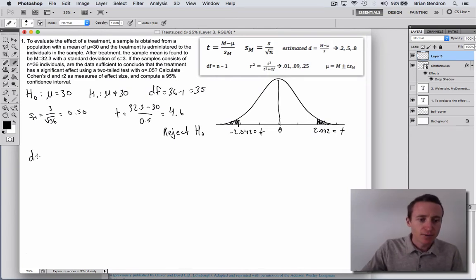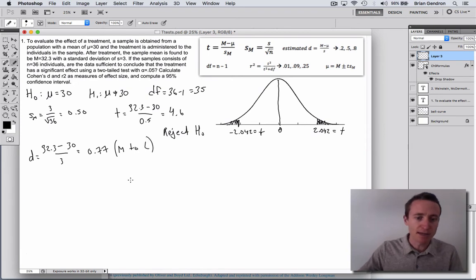So d, estimated d, is sample mean 32.3 minus population mean of 30 divided by the sample standard deviation of 3. And that gives me 0.77. And so we would probably label that medium to large, since it's in between the medium and large values. M to L, medium to large.